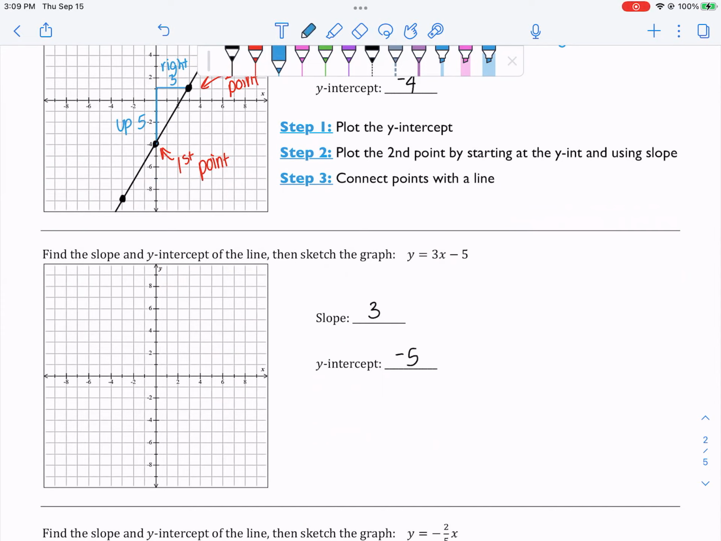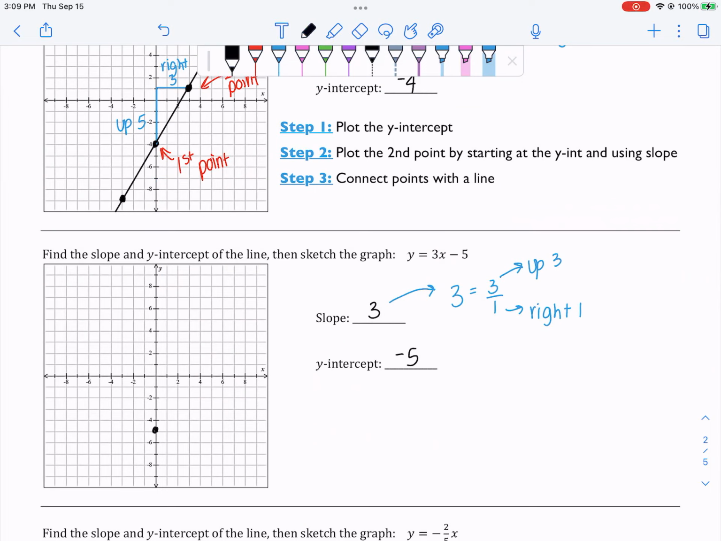Okay. You might say to yourself, 3 isn't a fraction. And you'd be wrong and you'd be right. It doesn't look like a fraction, but anything is a fraction if you really want it to be a fraction. So if it's not a fraction, just put it over 1. The denominator is always the run. So we're going to go right 1. And we are going to go up 3 because slope is positive. So we are going up. Right 1, up 3. We're starting at the y-intercept, -5.